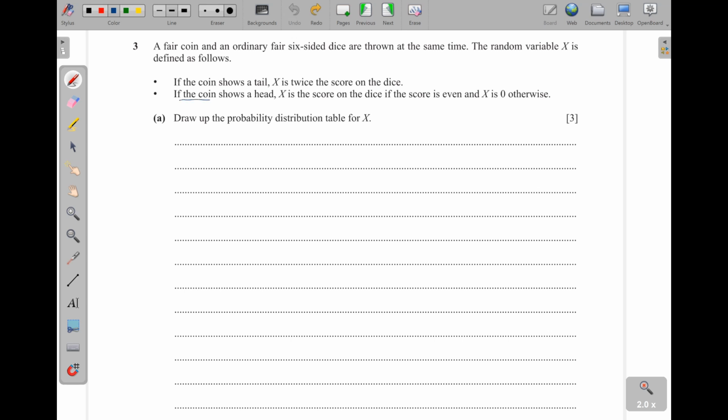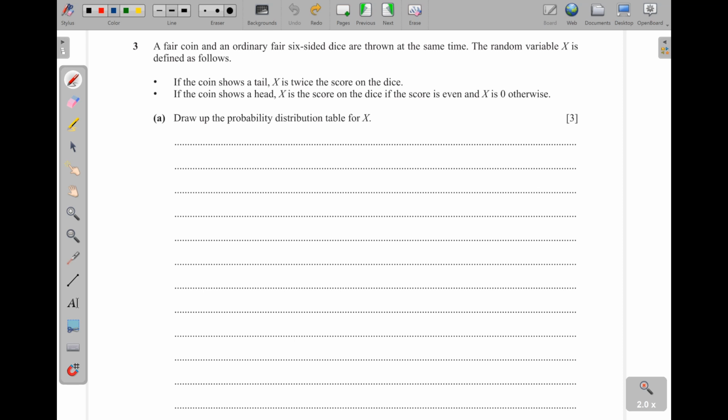They say that if the coin shows a head, X is the score on the die if the score is even, like 2, 4, 6. But then X is 0 otherwise, if you get other numbers like maybe 1, 3, 5. So on the sample space of the fair six-sided die, the scores we have are 1, 2, 3, 4, 5, and 6.